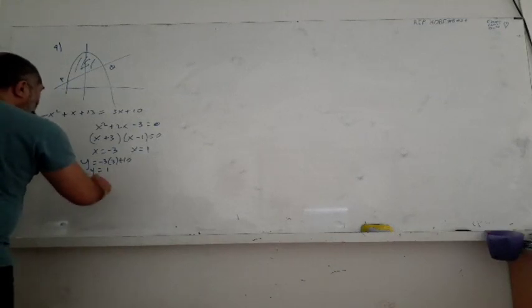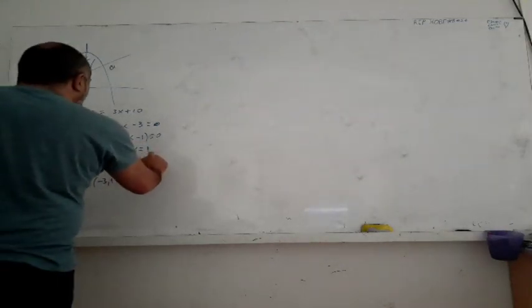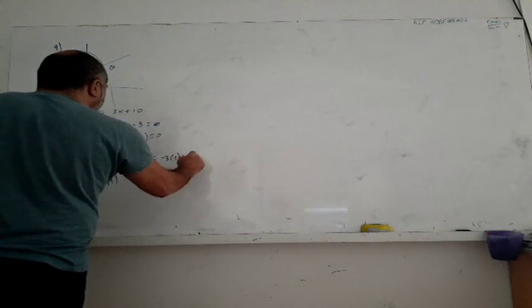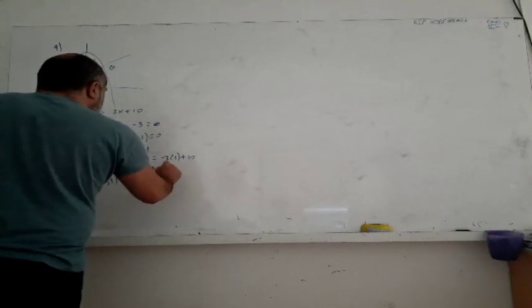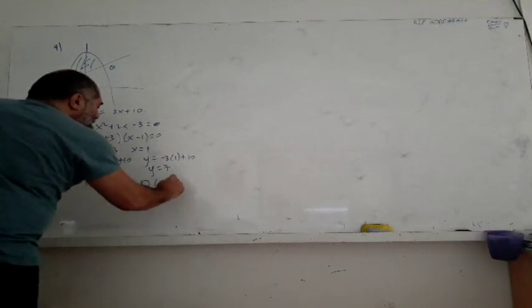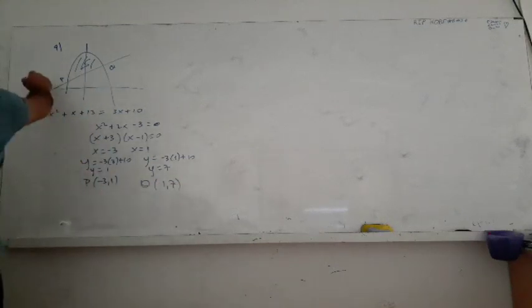When x is equal to 1, value of y is going to be 3 times 1 plus 10. Y is equal to 13. So coordinates of point Q are 1 and 13. This is part A of question 9.